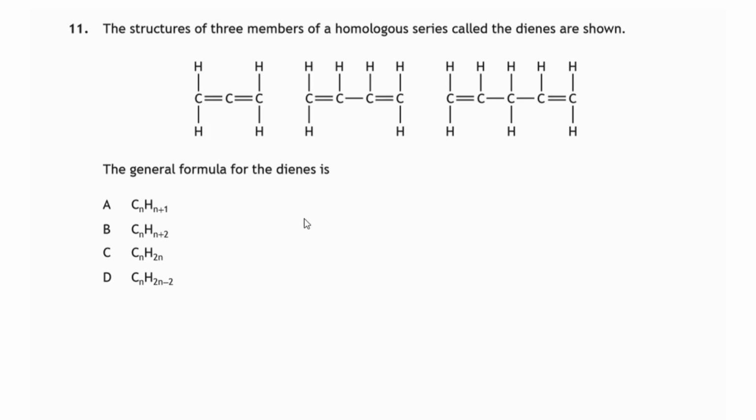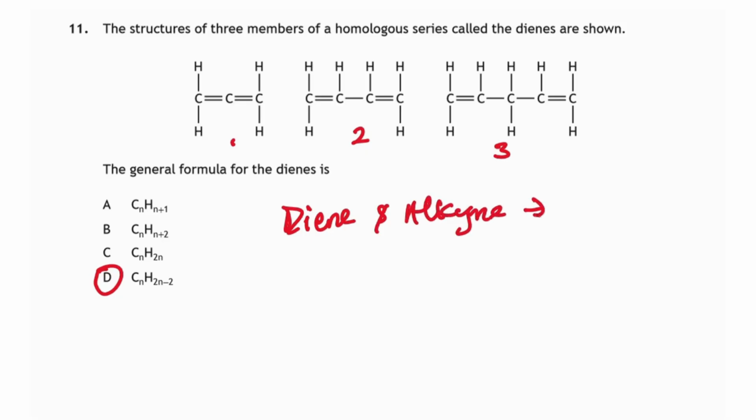So question 11 says the structure of three members of a homologous series called the dienes is shown. This is one of them, this is the second, and this is the third one. The general formula for dienes would be option D, because dienes and alkynes share the same formula, CnH2n minus 2.